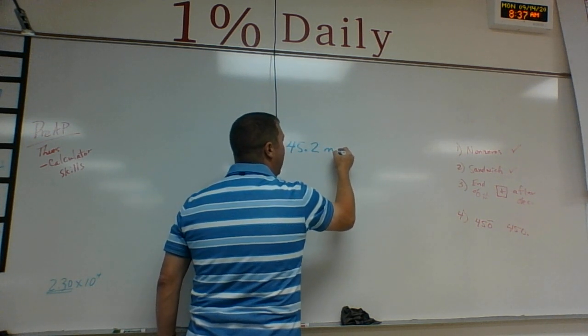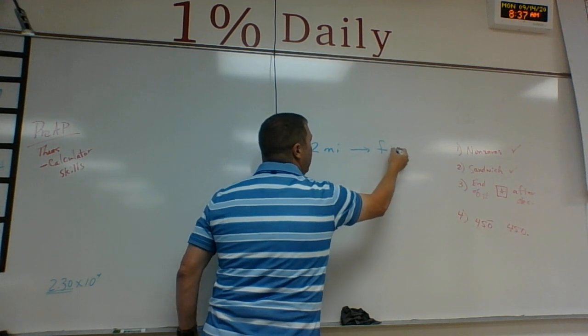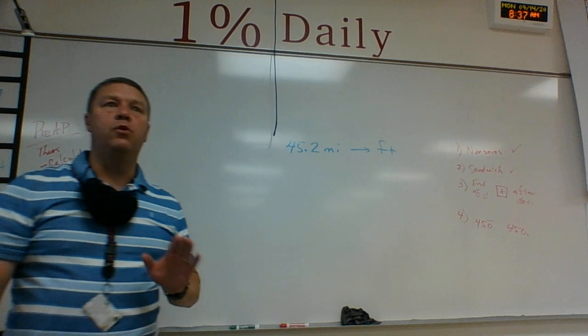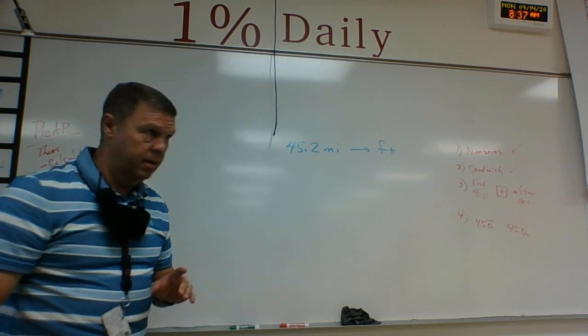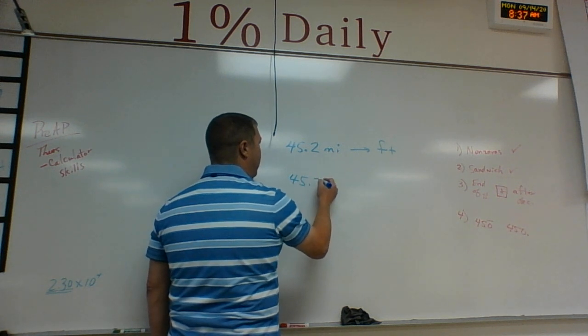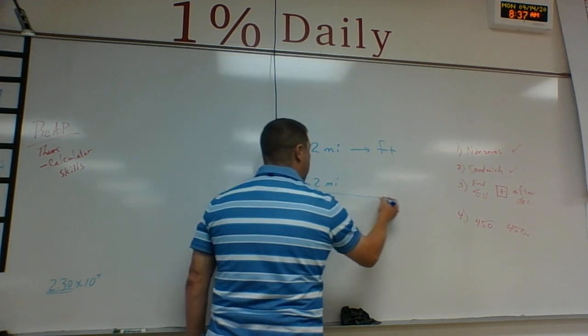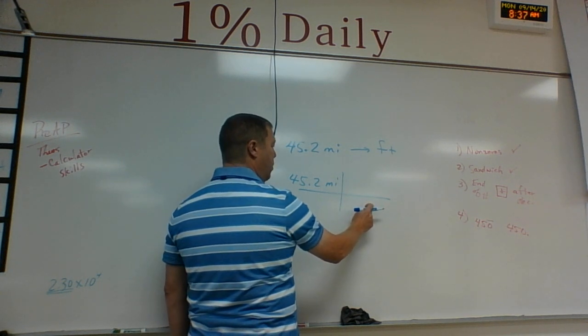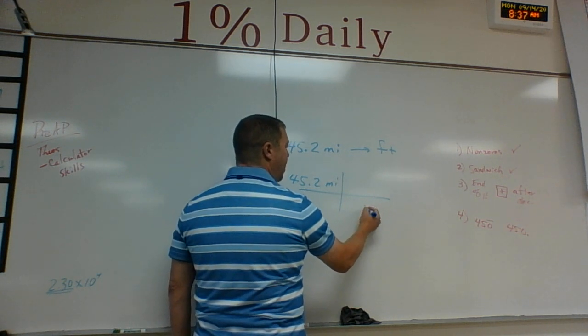45.2 miles, and I want to know how many feet that is. And I'm going to walk through it as if you haven't seen it before, just so you don't miss a part of it. So I'm going to take 45.2 miles, and I'm going to make my railroad tracks. I need words to disappear. So what word needs to go right here? Mile. Thank you very much.